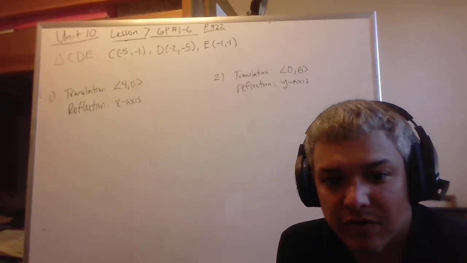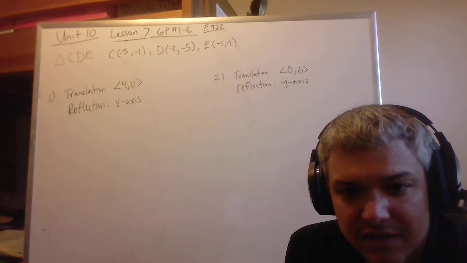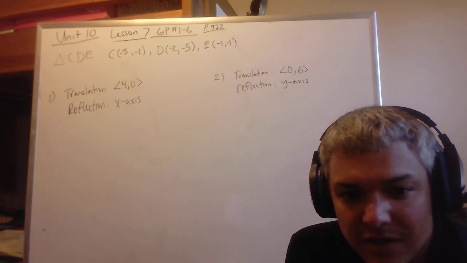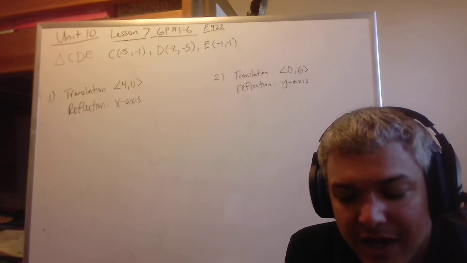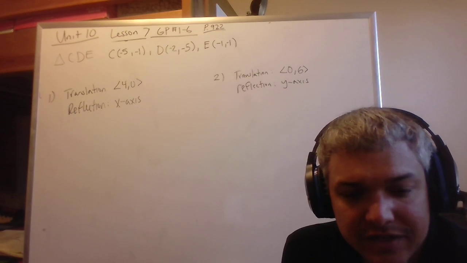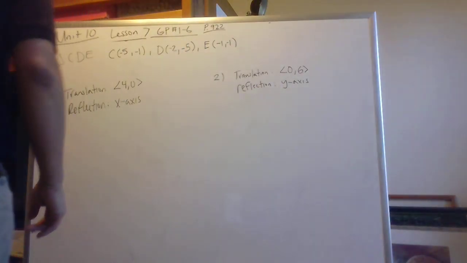Morning class, we are going to continue on in Unit 10, Lesson number 7. This is on composition of transformations. Basically, we're going to look at a combination of a reflection, translation, etc. So let's begin. I'm going to do the guided practice number 1 through 6.